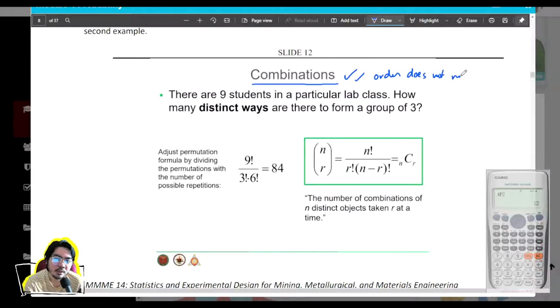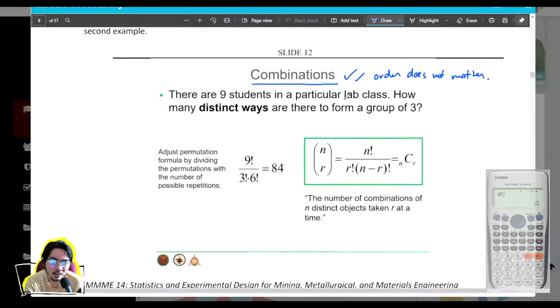So pagka ganito, it will be up to you guys kasi hindi explicitly sasabihin sa problem. Hindi naman sasabihin ng problem na use a combination formula to find ganito ganyan. So kailangan ma-discern kung it's a combination problem or a permutation problem depending on what is being asked and how the data is being presented to you guys. Okay? So let's look at this example.